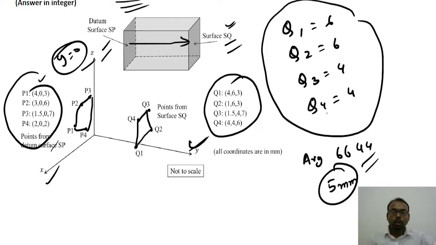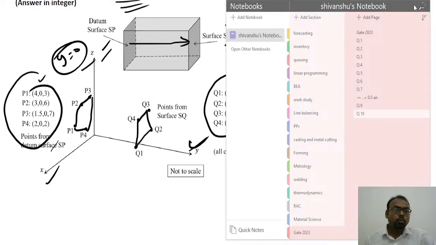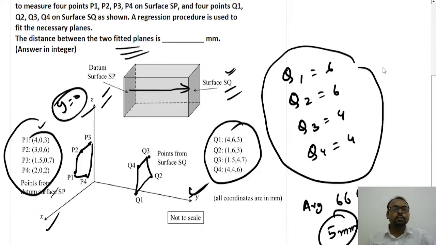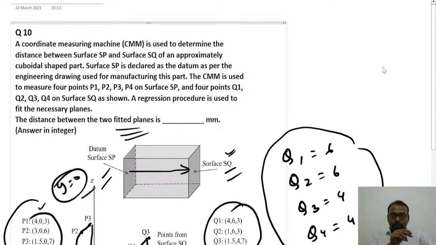That is 5 mm. Okay, so this is it for today. We have covered all the questions from production engineering. Now in the next class, we will cover the questions of the other important subjects that have been asked for the GATE exam.